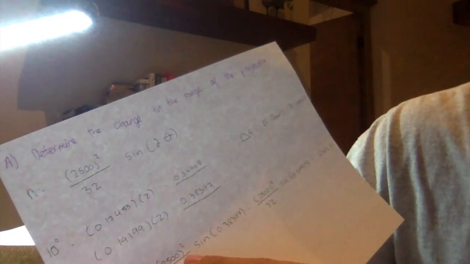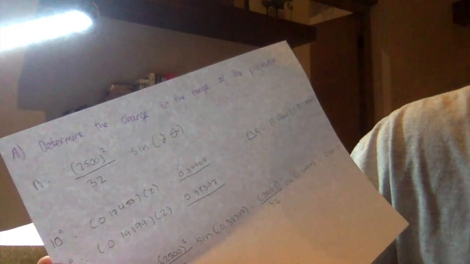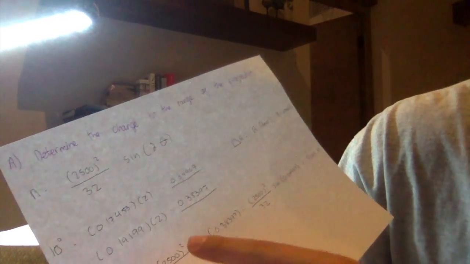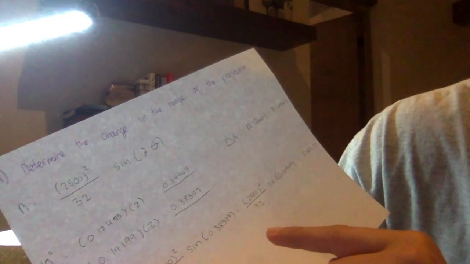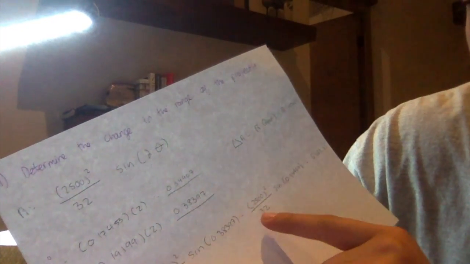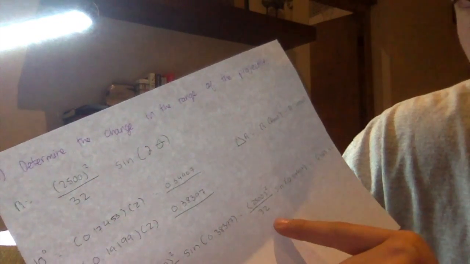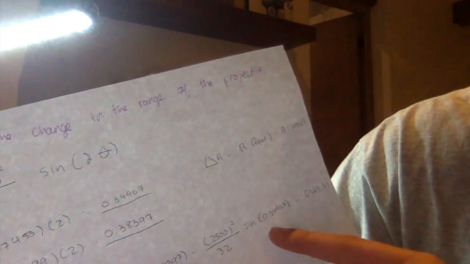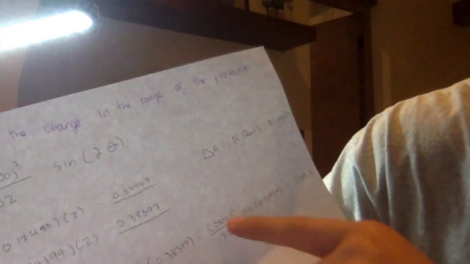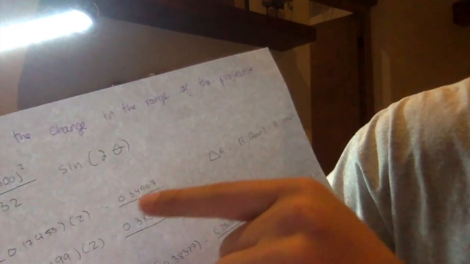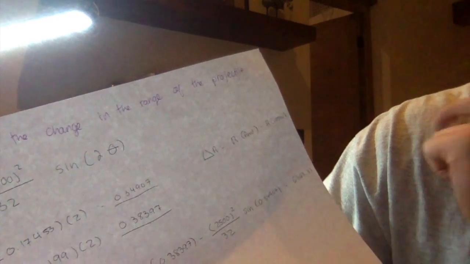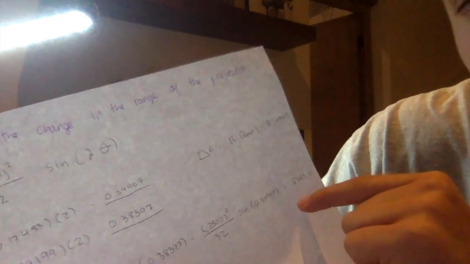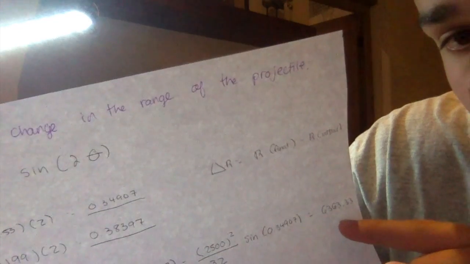We have 2500 squared divided by 32 times sin of the final angle, that is 0.38397, minus 2500 squared divided by 32 times sin of the initial angle, that is 0.34907, and the answer is 6363.33.